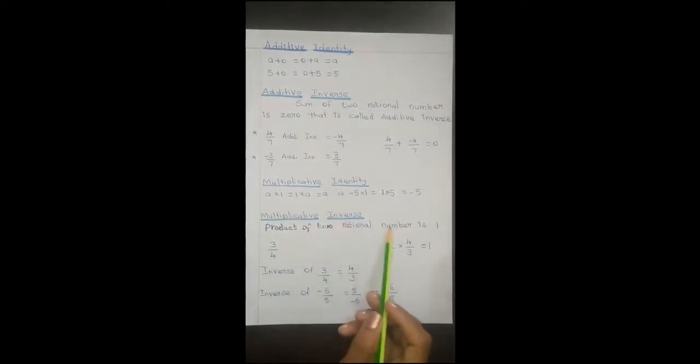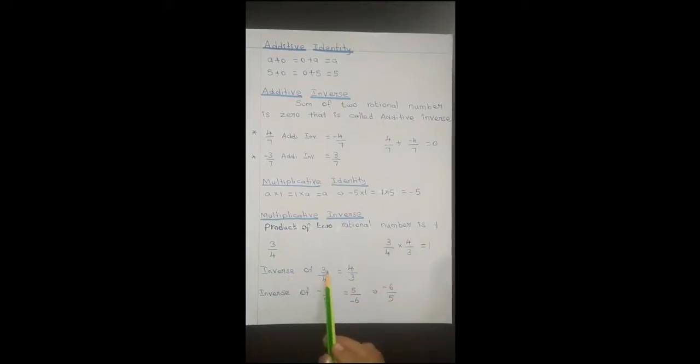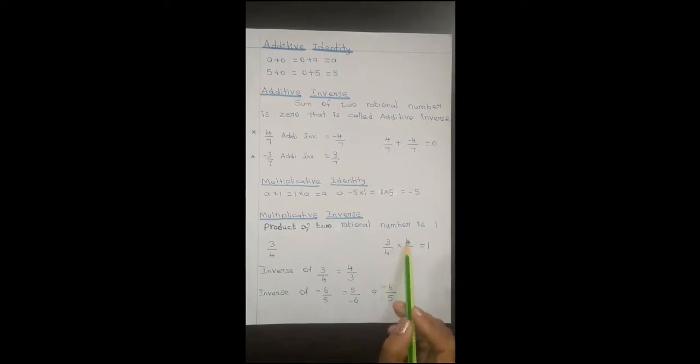Multiplicative inverse. The product of two rational numbers is 1. If you multiply any two rational numbers, the answer should be 1. Here the inverse of 3 by 4 is 4 divided by 3. Let's see how I got this number. For 3 by 4, the reciprocal is 4 divided by 3. Now we multiply these two, we will get 1.